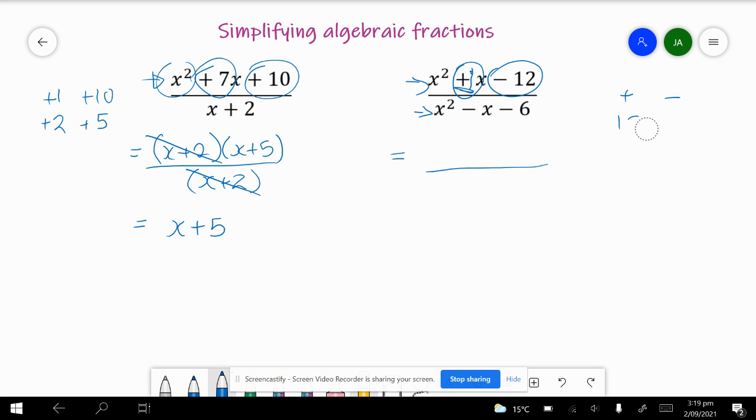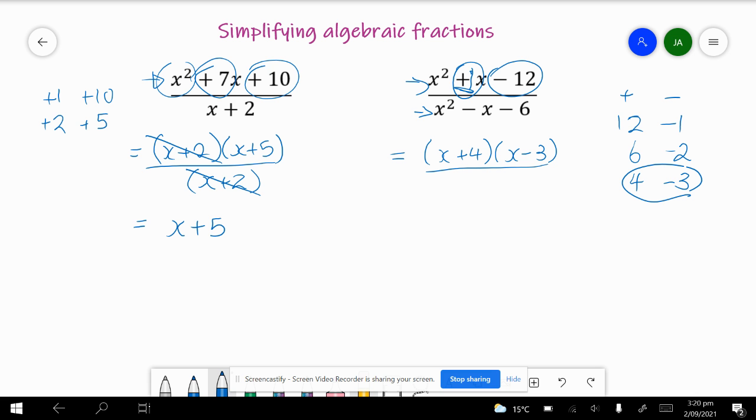So we could try 12 and negative 1. We could try 6 and negative 2. That doesn't work. And then we can try 4 and negative 3. Okay, so the 4 and the negative 3 is the one that works. So we've got x plus 4 and x minus 3, okay?